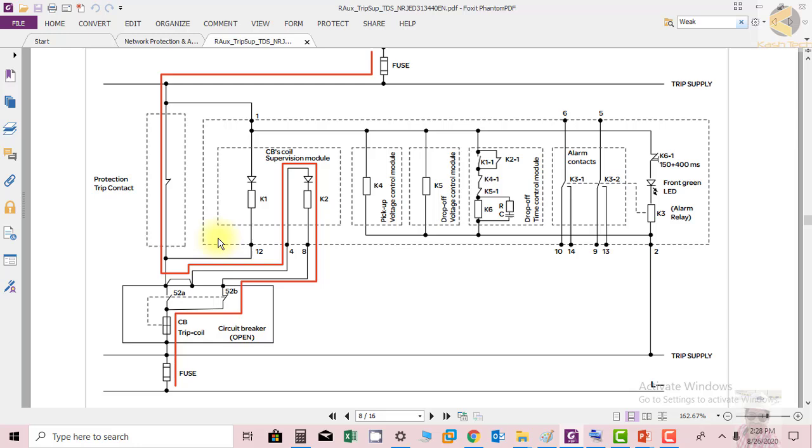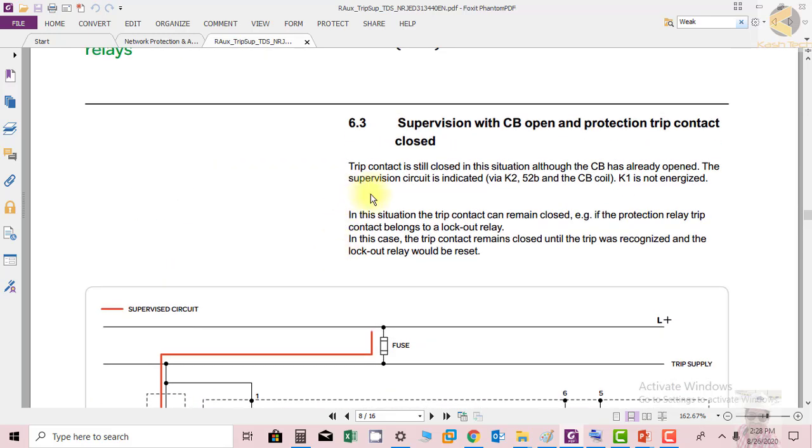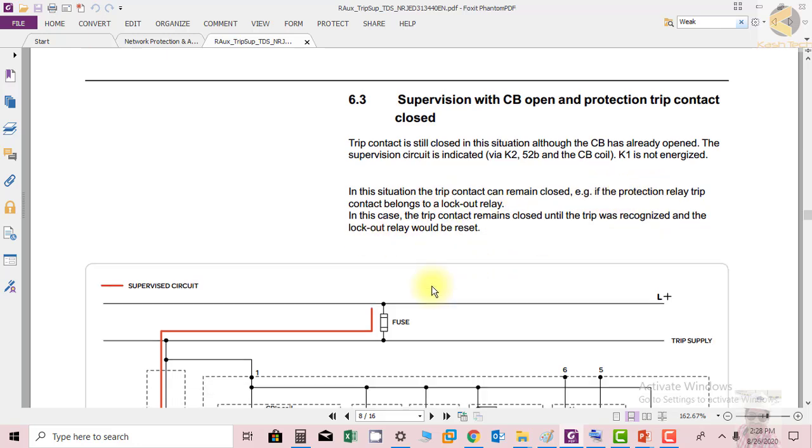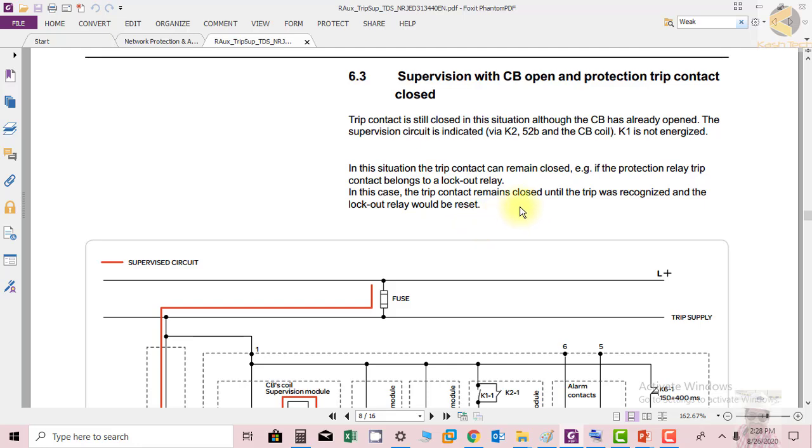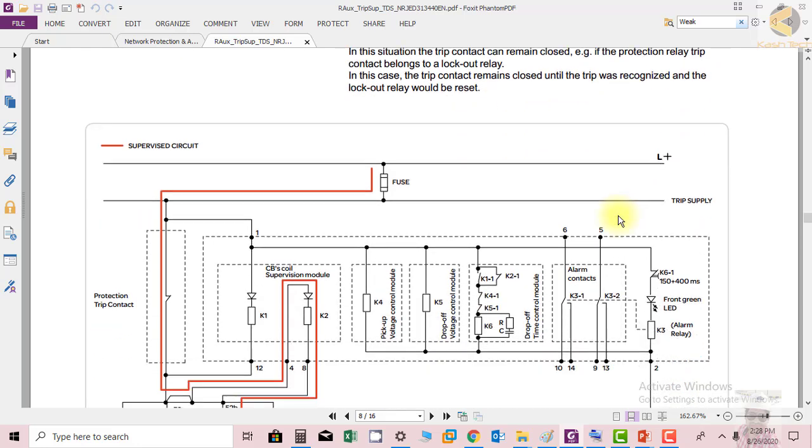The relay K1 is bypassed, but the relay K2 is not bypassed. So the contact is still closed. In this situation, although the CB has already opened, the supervision circuit is indicated via K2, 52B and the CB coil. K1 is not energized. In this situation, the trip contact can remain closed, for example, if the protection relay trip contact belongs to a lockout relay. In this case, the trip contact remains closed until the trip is recognized and the lockout relay is reset.